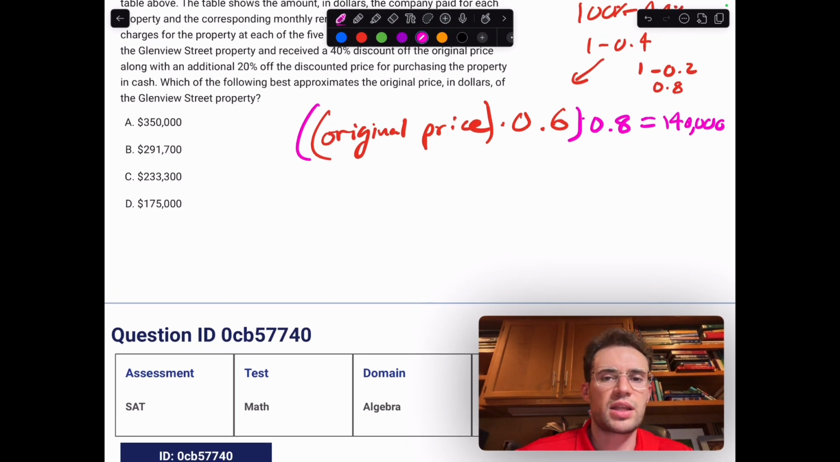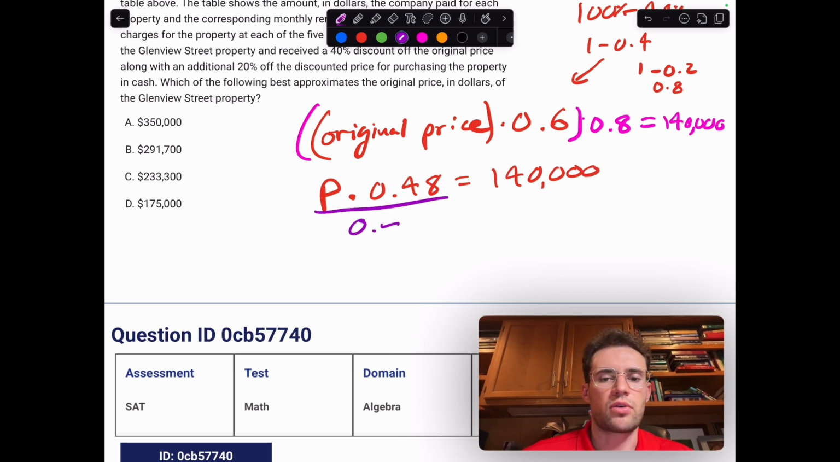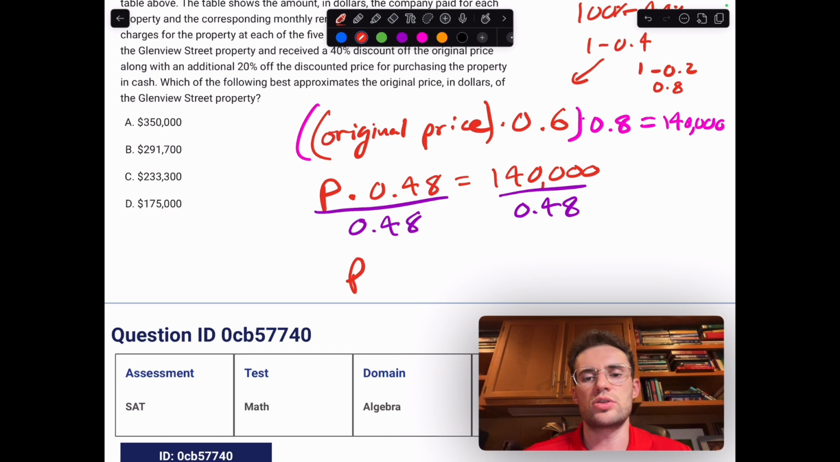All right, so we're just trying to find this original price. Let's call that P. So P times 0.6 times 0.8, that's P times 0.48 equals 140,000. So if you want to find P, you just divide by 0.48. And don't get confused with the 52 I was talking about. That's the discount you're getting. So 52% less than 100%, which is 48%. In this case, if you divide by something less than 1, the number will get bigger. So 140,000 divided by 0.48.